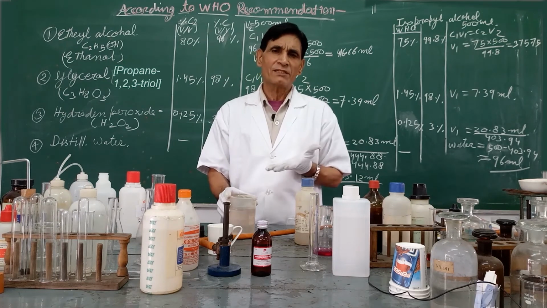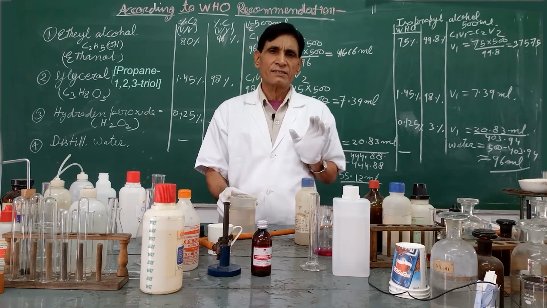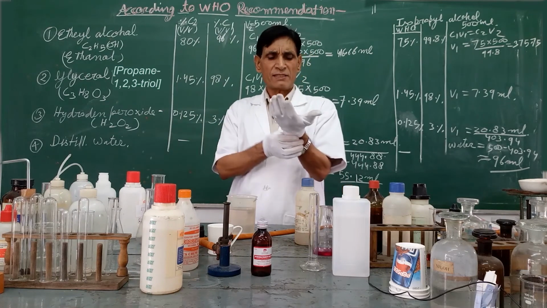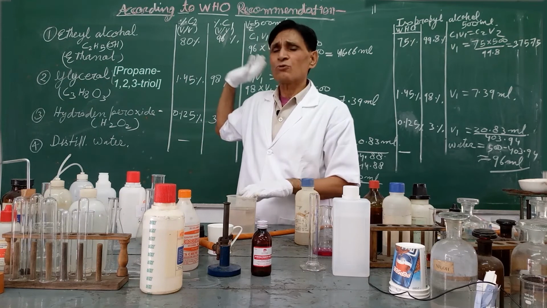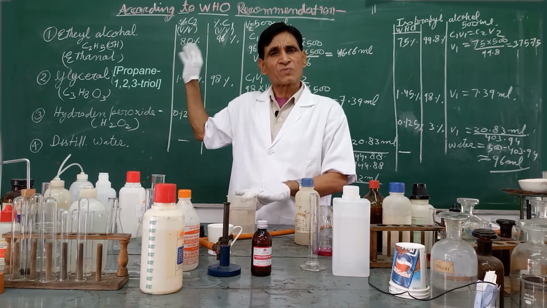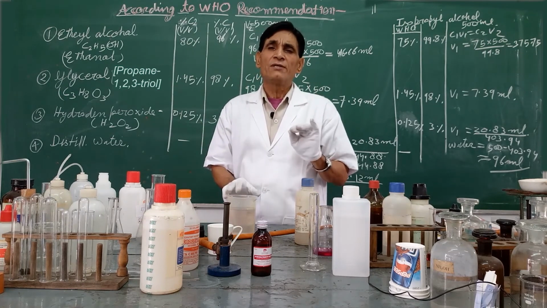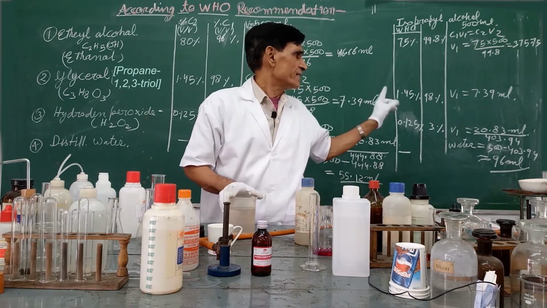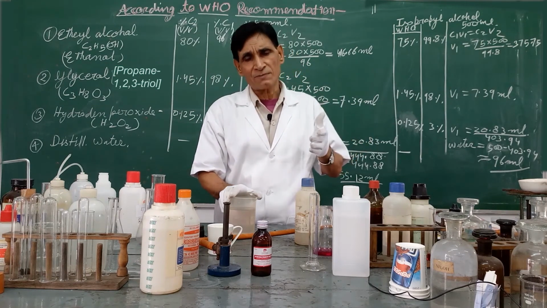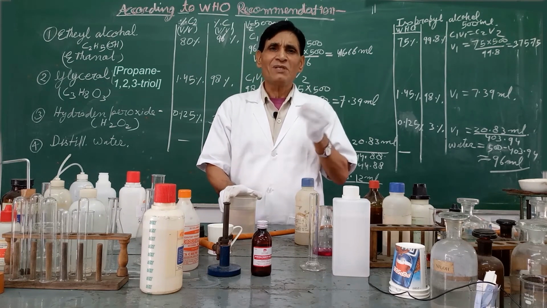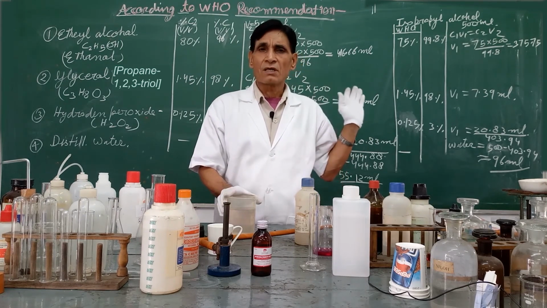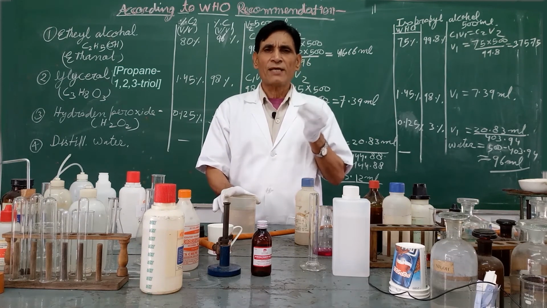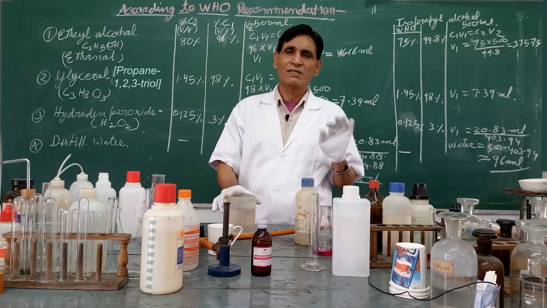Hydrogen peroxide you can get from a medical store or a chemical shop. Hydrogen peroxide is an antiseptic, disinfectant and germicide. Glycerin prevents the skin from drying. Isopropyl alcohol or ethyl alcohol kills the germs and bacteria. These are important. Remember, hydrogen peroxide, 4 or 5 teaspoonfuls, but add drop by drop. It comes to 20.83; you can add 20 or 21 milliliter. A 2 or 3 milliliter difference of water or any component will not affect much, so don't take tension. That's all. Thank you.